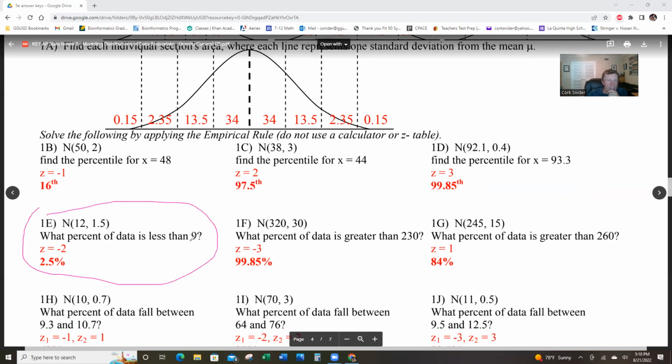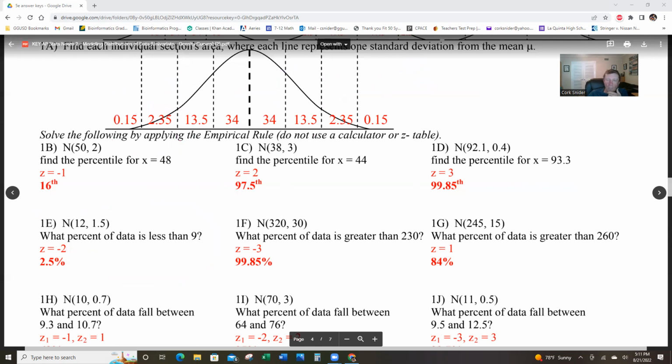On E, what percent is less than 9? So 9 has a z-score of -2. If you subtract 1.5 from 12 twice, you'll get 9. That's a z-score of 2 below the mean. So a z-score of -2 is down here. The percentage that is less than that is 2.5%. Remember, within 2 is 95%. That leaves 2.5% here and 2.5% down here. So less than that, 2.5%.